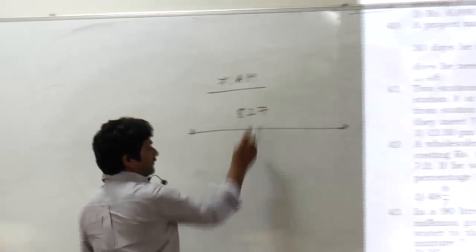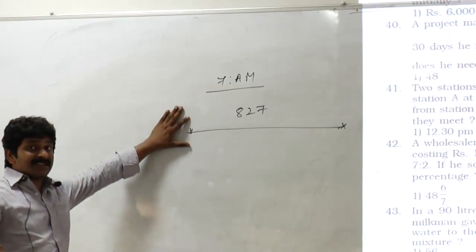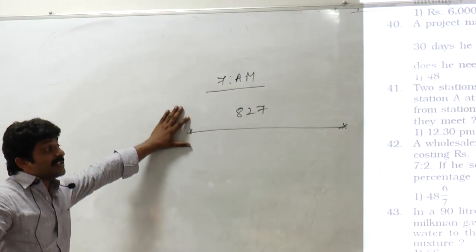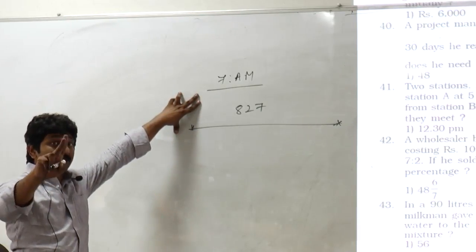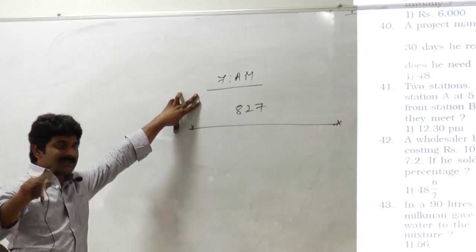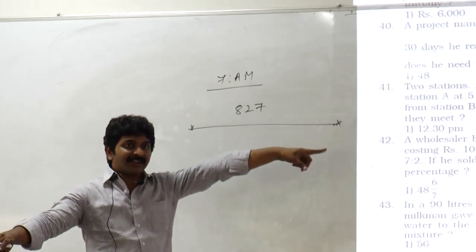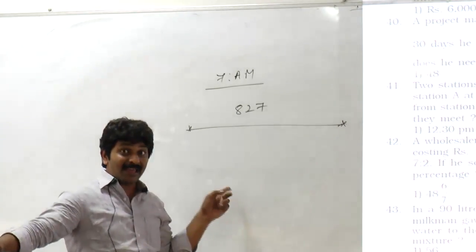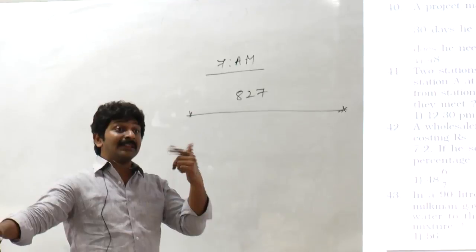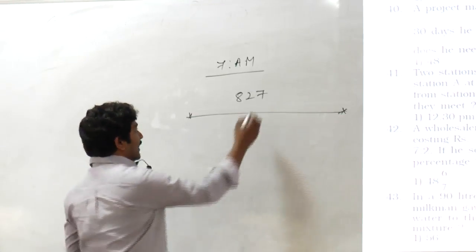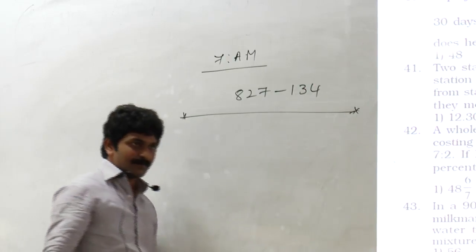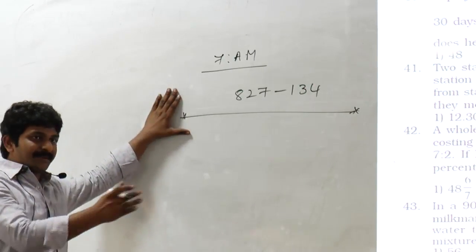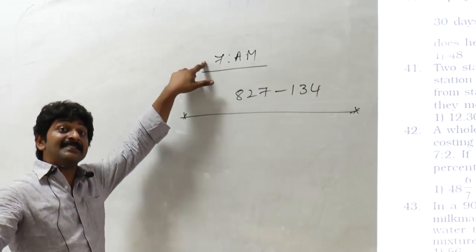Initially the distance between two places is 827, but the train at station A started at 5 a.m. with a speed of 67 km per hour, and now the time is 7 a.m. In the sense, in 2 hours, the first train which started from station A can cover 134 kilometers. So the remaining distance is 827 minus 134. This is the remaining distance between two trains at 7 a.m.